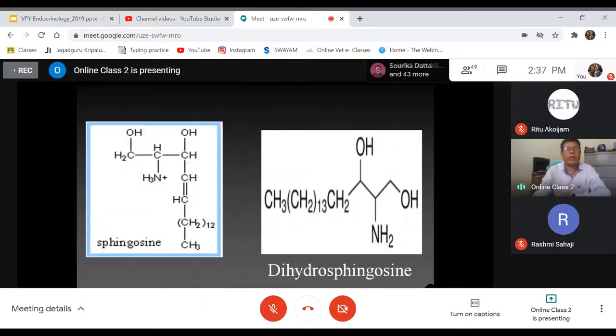Okay, so here this is a structure. This is the structure of the sphingosine or its saturated analog, that is the dihydrosphingosine. Here the double bond is not present. In this case, the double bond is present. So here that fatty acid is linked to this OH group. Then you have the amine group, then the other group.